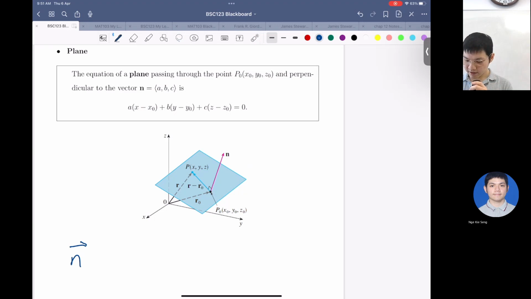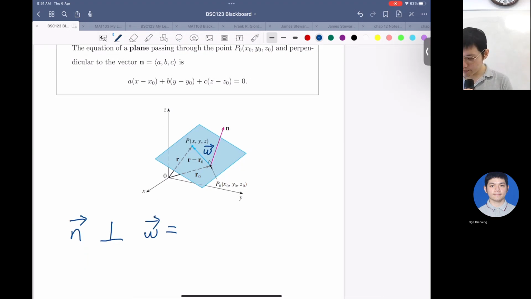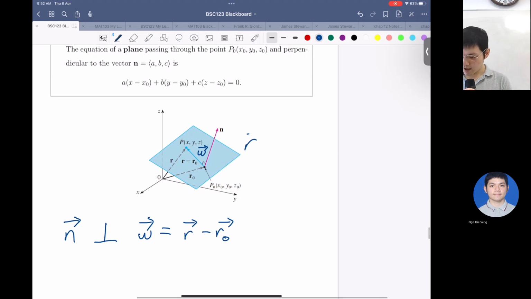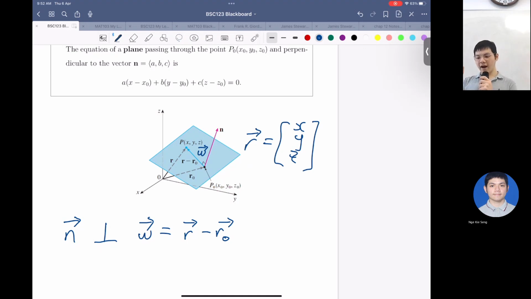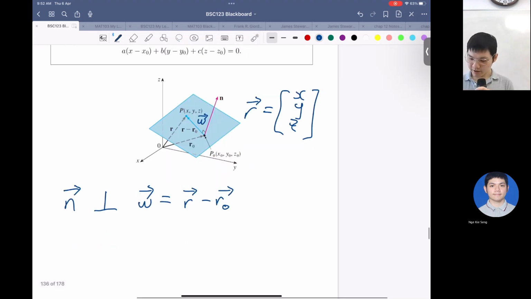So let me write down the equation here. The normal vector should be perpendicular to all the vectors. Let's call it x. I don't want to call it x, so maybe call it z. Call it omega. So what's this omega here? This omega is actually the difference between all other points and the fixed point we have. We call all other points r hat. These are all the other points. If any point satisfies this condition, we take it as our plane. Turning into an algebraic property, it is n dot (r hat minus r naught) equals 0.